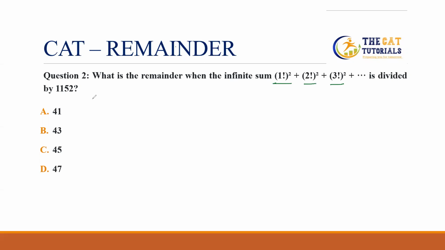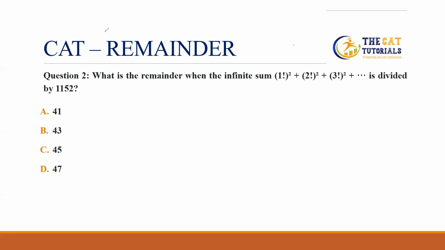3 factorial and so on is divided by 1152? Definitely all of you have to find in which term we will get 1152, and from that term onward it will give you 0 remainder, and before that term you have to add all the terms and finally divide by 1152. By doing this, definitely you can get the answer. So the pattern of these two questions is exactly the same.